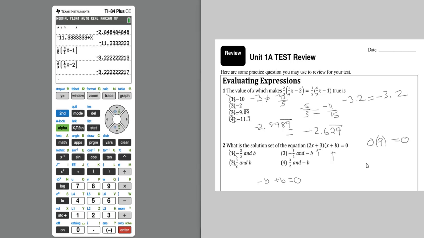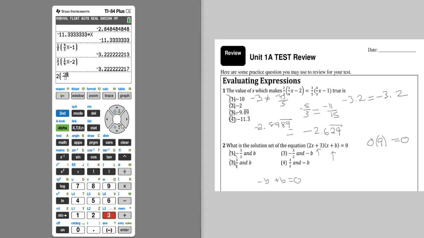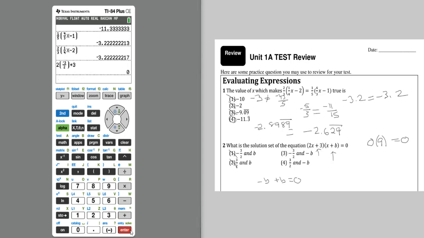The second option is I have to figure out, if I put in 2 parentheses negative 3/2 or 3/2, will I get 0? So I'm going to type in negative 3/2, because that's the first choice. And notice I'm using parentheses because I'm evaluating and I'm doing multiplication. So 2 times x plus 3, and I'm going to use negative 3/2. I'm using choice 3, and I get 0. So guess what? That's going to be my answer. Negative 3/2 made this 0, and negative b made this 0.